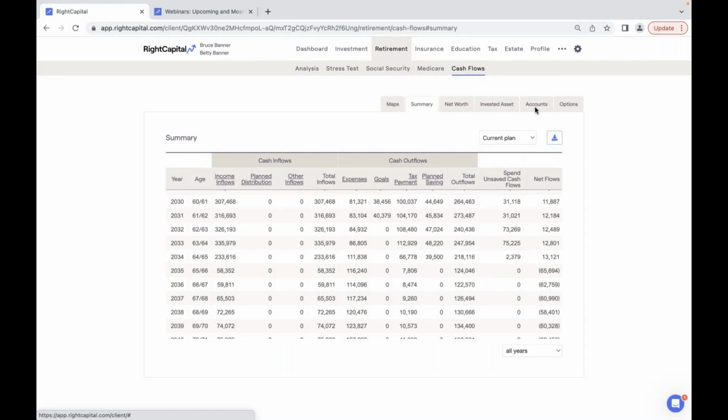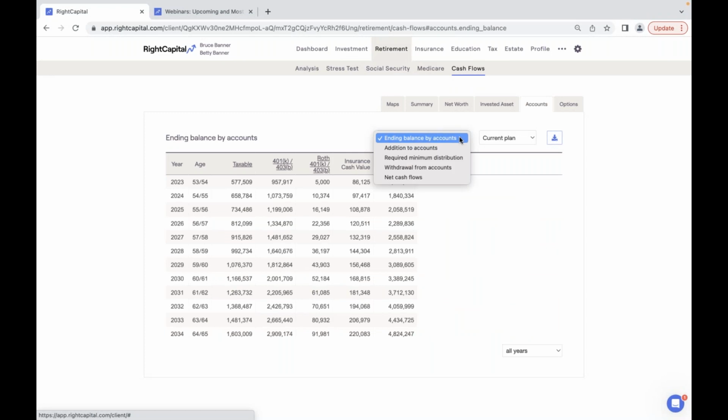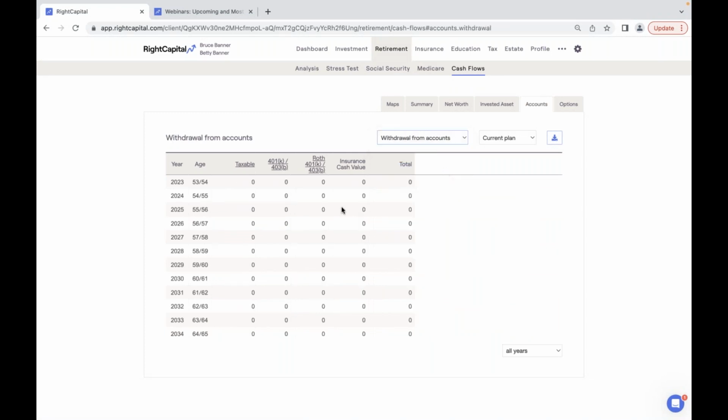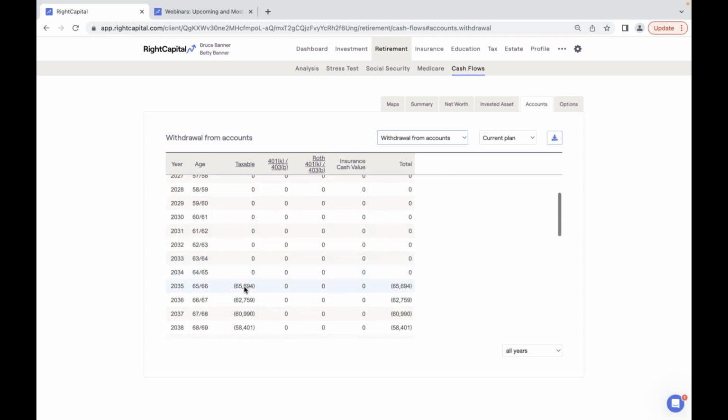And I can do that by just simply clicking accounts tab. I can switch the ending balance by account dropdown to withdraw from accounts. And in 2035, I'm going to see that actually I'm funding that negative net flow, when there were more expenses than income, by depleting my taxable assets.